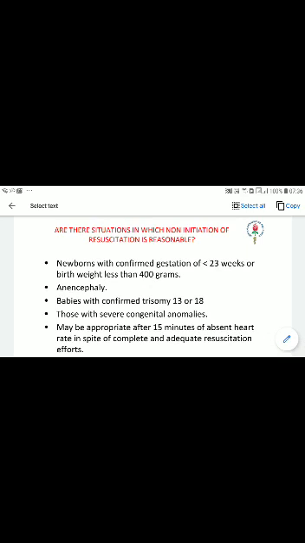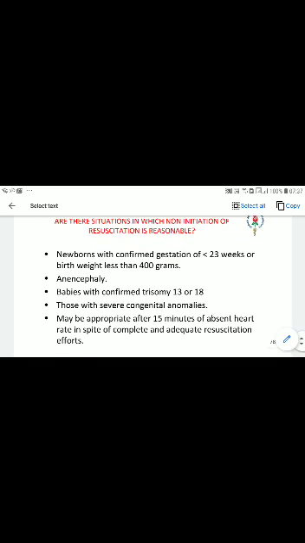Are there situations in which non-initiation of resuscitation is reasonable? Yes. If the baby is less than 23 weeks, or if the weight is less than 400 grams, you can take a decision not to start resuscitation. If the baby has anencephaly or trisomy 13 or 18, or when it has major congenital anomalies.